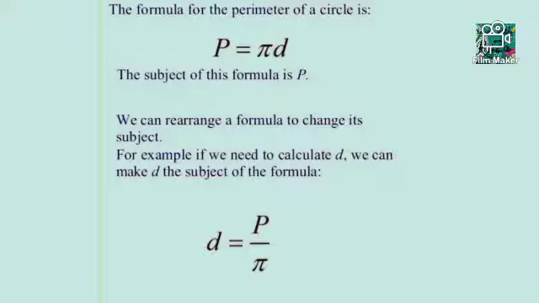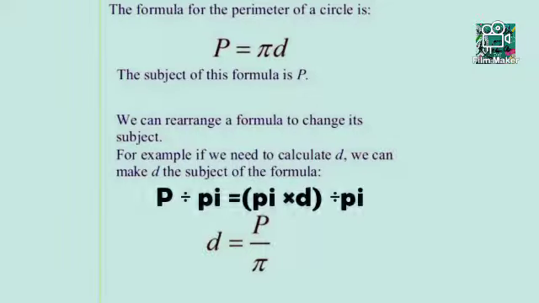So to remove pi from both the sides, from the place where the d is there, you have to divide pi from both the sides. So P divided by pi equals pi d divided by pi. So when pi d is divided by pi, automatically pi gets cancelled off and d gets alone. So d is alone means d is the subject of the formula. So this is how to arrange a subject of the formula.